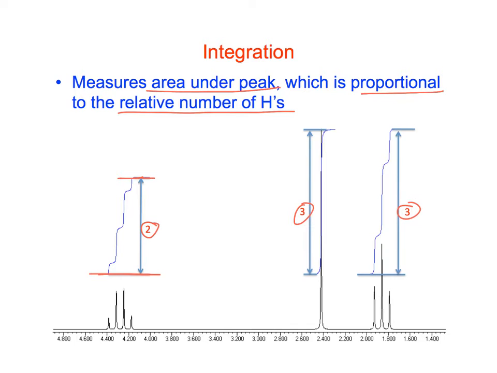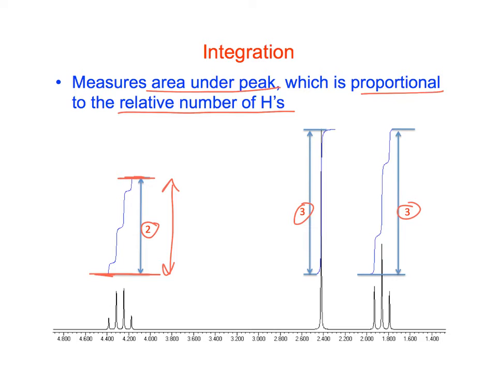Most spectrometers now will actually give you a number, all right? And you could set one of those numbers at 1 if you wanted to, and everything would be relative to that, or you can just read them off, okay? But the main thing is that this distance between the integration lines is proportional to the relative number of hydrogens under that signal, okay?